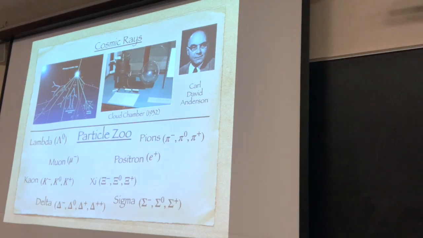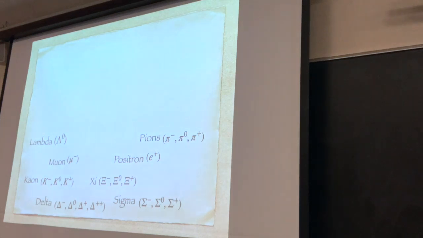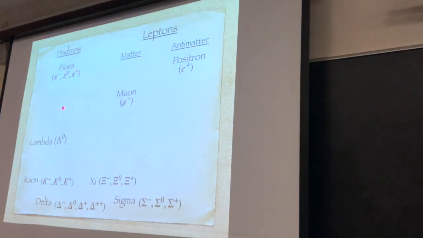They called this the particle zoo, because it's basically a zoo with all these different animals in there, and we don't know which ones are actually the original animals. Eventually, they were able to categorize these into a couple different things. You have the hadrons, which are on this side over here.